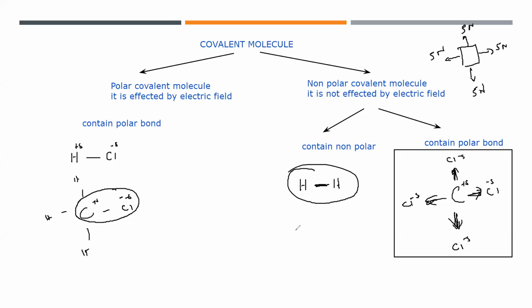Another example, carbon dioxide, CO2. In carbon dioxide, oxygen is partial negative and carbon is partial positive. So what will happen? Will this molecule be polar or non-polar?